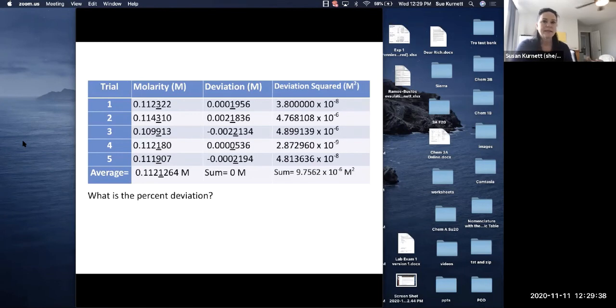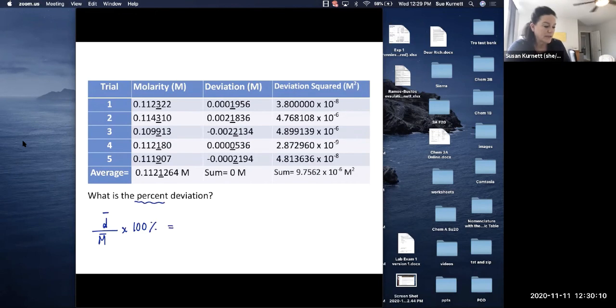It gives us an idea of, for this thing I measured, how much off was I? Did I vary by a little percent? That's great. And so for percent deviation, I'm taking the mean deviation and I'm dividing it by the average molarity. And as soon as it says percent, that means multiply that by 100% or 1 in the form of 100 over 100. And that'll be our answer.